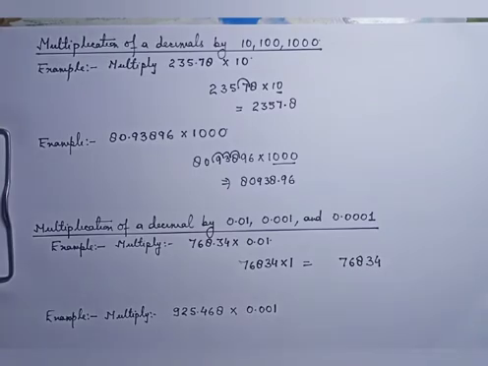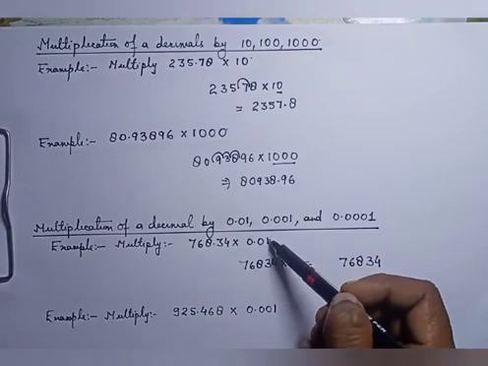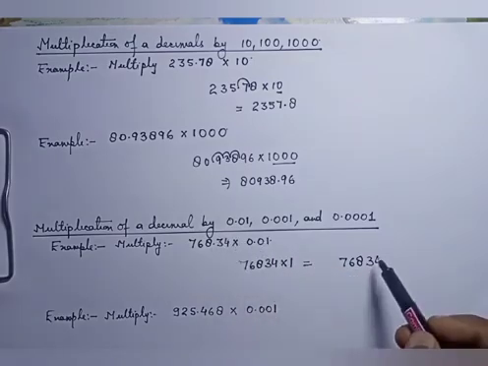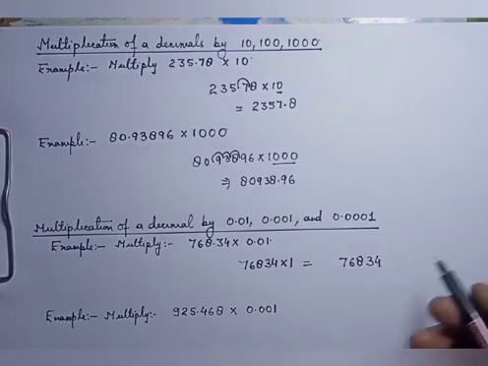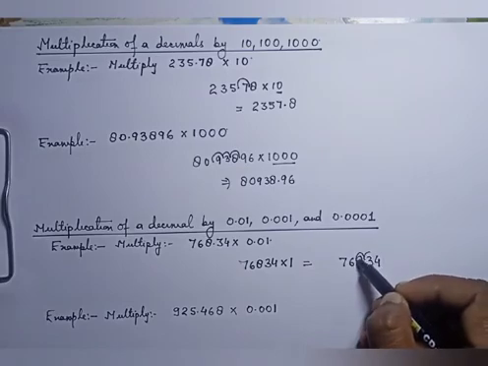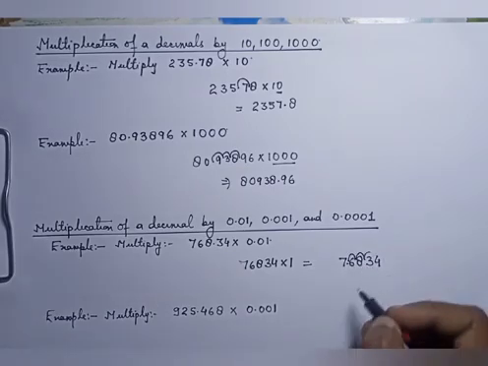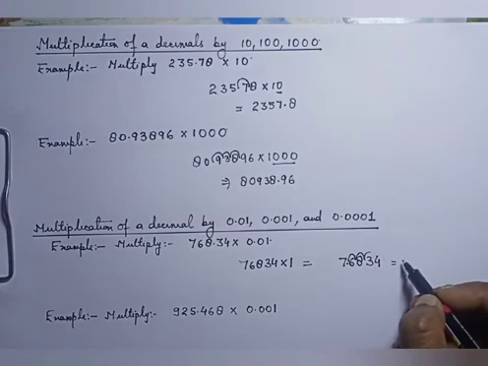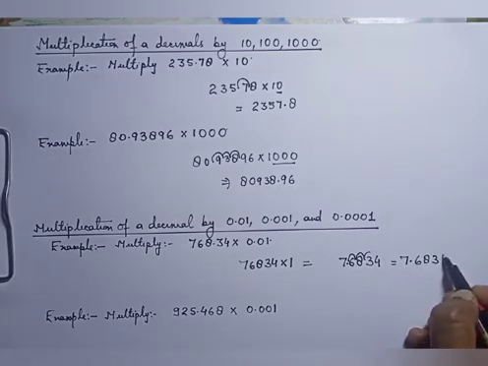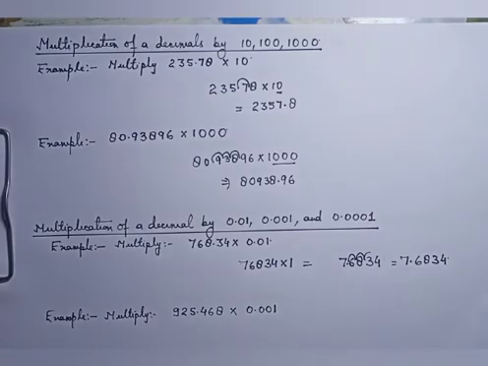So the product that I am going to get is 76834. After this, we are going to count the number of decimal places in both the numbers. So over here there are four decimal places: 1, 2, 3, 4. So now we are going to put the decimal place in the product that we have received. So it will be 1, 2, 3 and 4. So the answer that we are going to get is 7.6834. I hope it is clear to everyone.